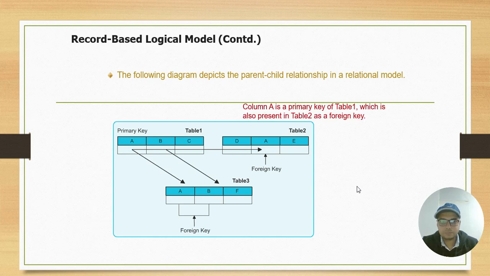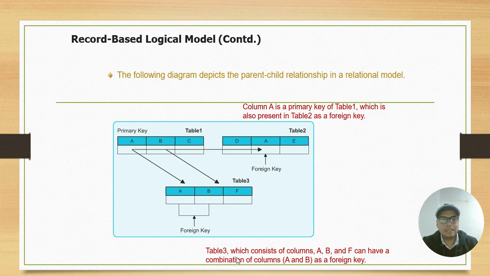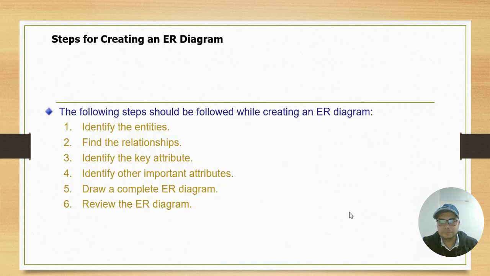Next, as you can see, here, column A is the primary key of table 1, which is also represented in table 2 as a foreign key. I mentioned the comment here just for more clarity, right? Here, table 3, which consists of column A, B, and F, can have the combination of column A and B as a foreign key, right?